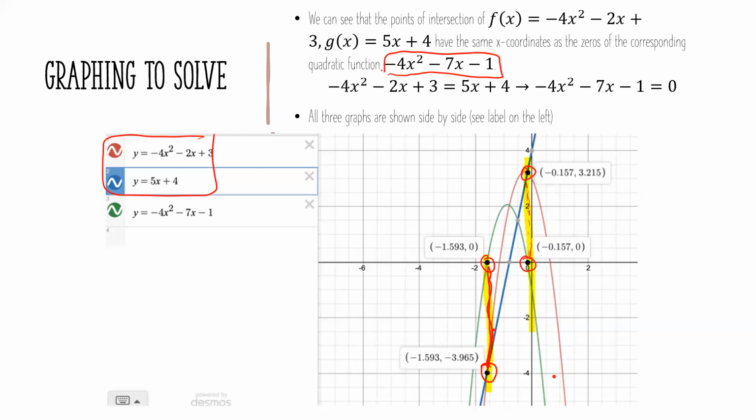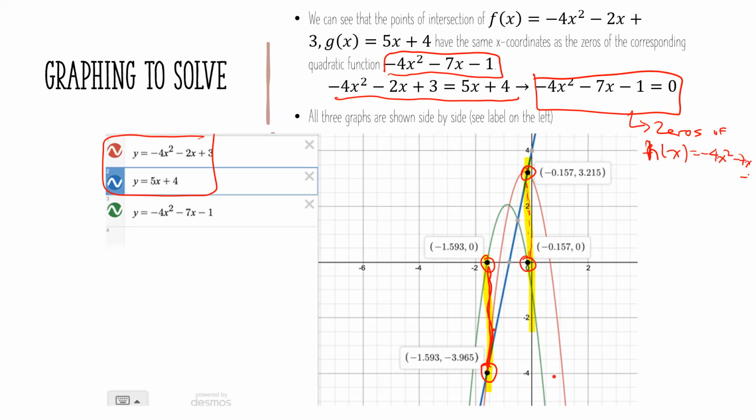So the resulting quadratic function that we get when we move everything to one side ends up being negative 4x squared minus 7x minus 1. Notice that the zeros of that quadratic function are the exact same as the x coordinates of the intersections. So what we noticed is that when we set them up and made them equal to each other, we ended up with this resulting quadratic equation. We already saw that. And this is basically just trying to solve for the zeros of the function. I actually don't want to call it f of x, I'll call it something else, h of x, which is negative 4x squared minus 7x minus 1.